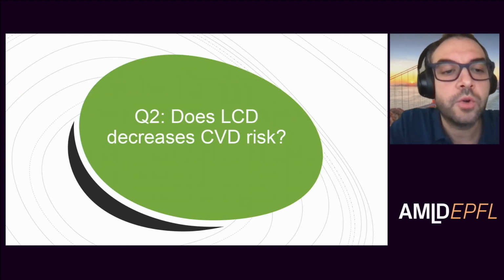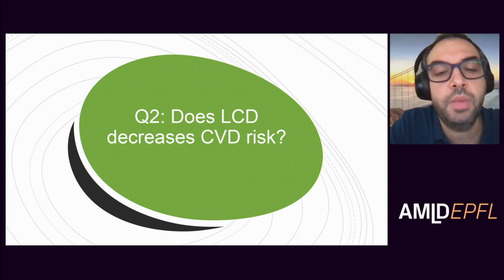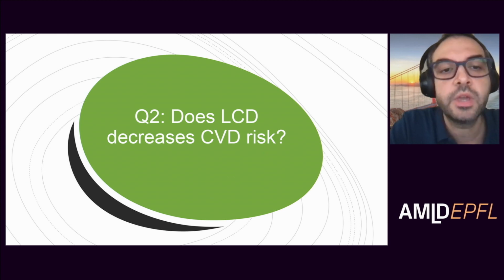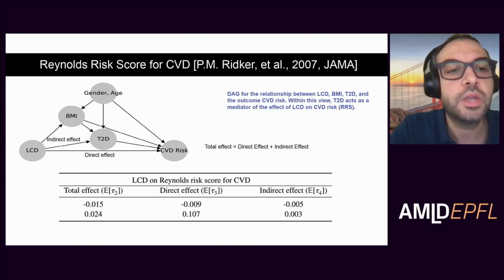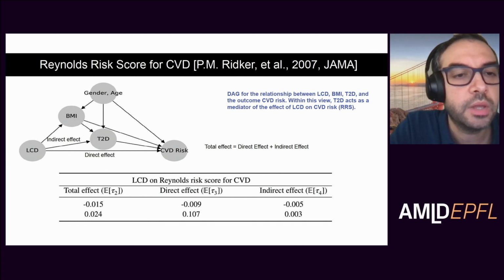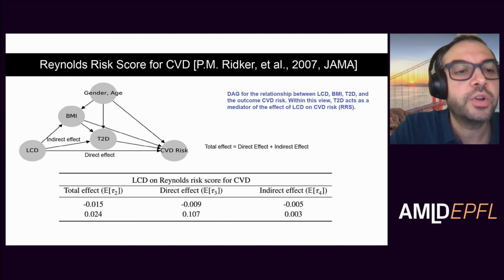Okay, the second question is related to the low carbohydrate diet, which was the main purpose of the study, in decreasing cardiovascular disease risk. So here we take a little bit more complicated diagram, so I'll take a little bit of time to explain it. We have gender and age impacting BMI, type 2 diabetes, and CVD risk. We have type 2 diabetes impacting CVD risk, and BMI impacting type 2 diabetes and CVD risk.